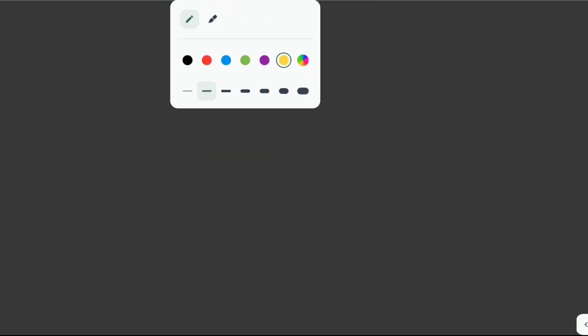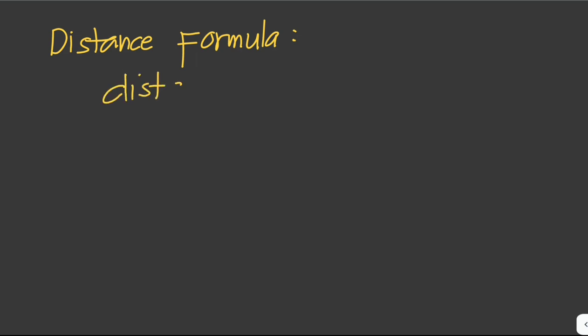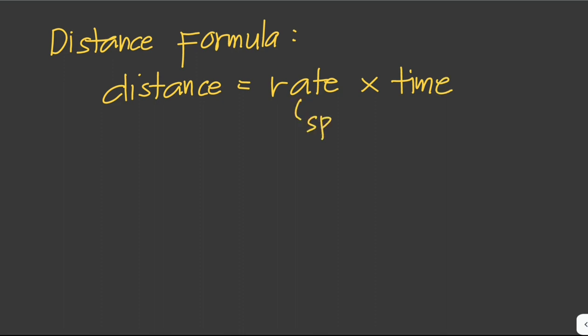And then we have the distance formula. Okay, distance is equal to rate times time. Rate can also be the speed if we talk about speed. So distance equals rate times time.